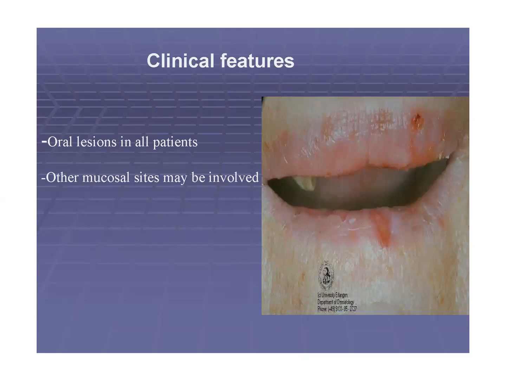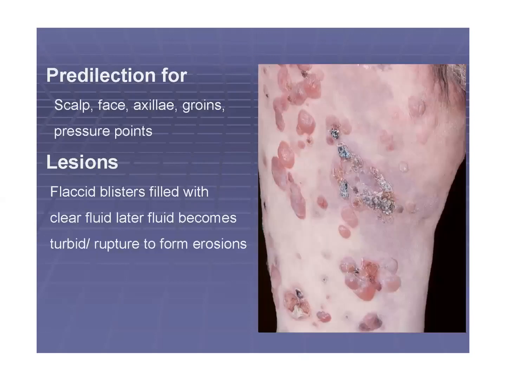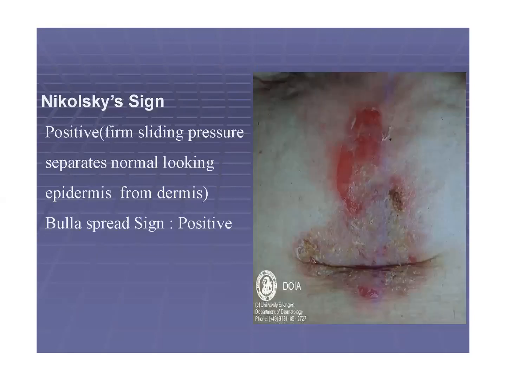Oral lesions are present in all cases, and other mucosal sites may be involved. Predilection for scalp, face, axillae, groins, pressure points. Flaccid blisters with clear fluid later become turbid and rupture to form erosions. Nikolsky sign is positive, that is, firm sliding pressure separates the normal looking epidermis from the dermis, and bulla spreading sign, which is also called Asboe-Hansen sign, is also positive.